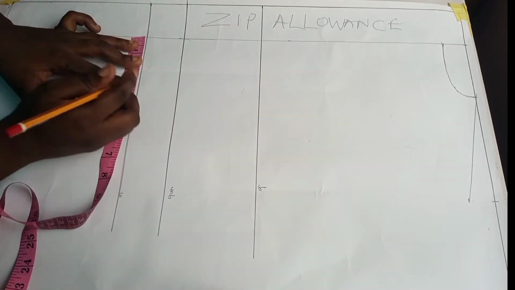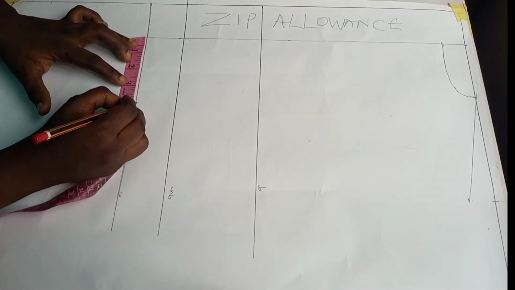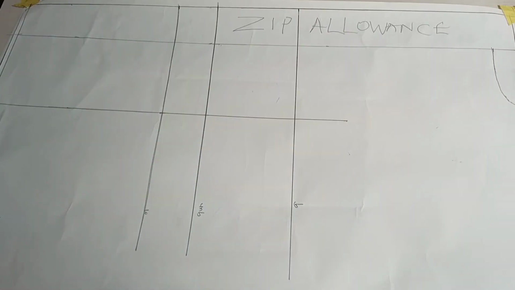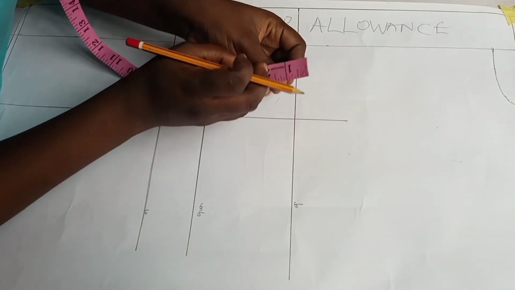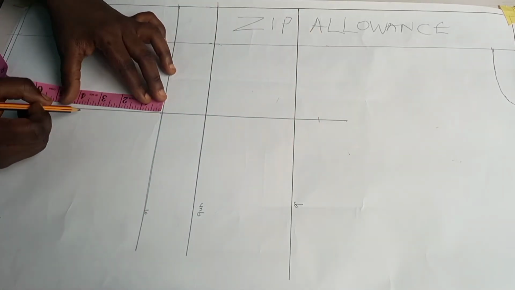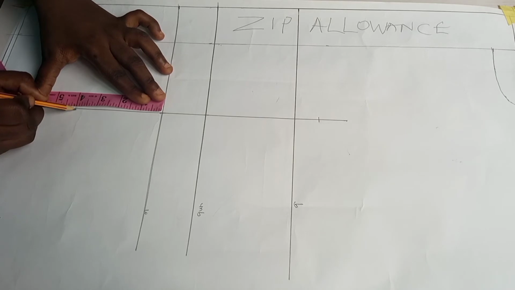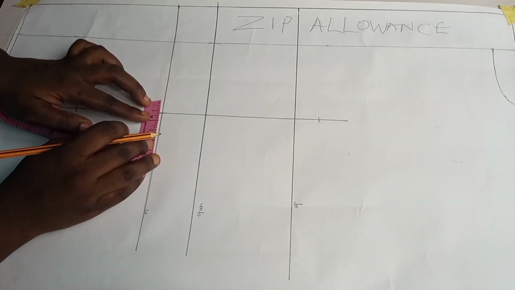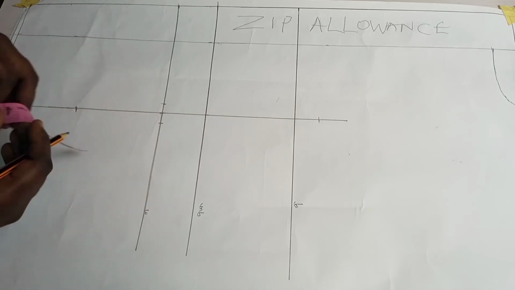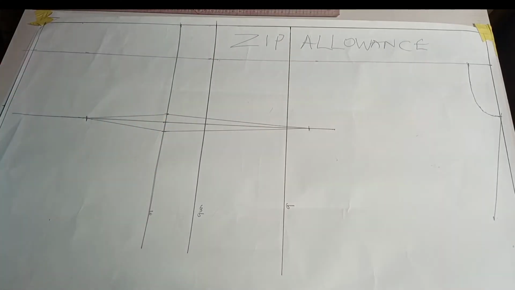Then I'll be starting my measurement just like I said from my zipper allowance. That's what I'm trying to show you. I've gotten my dart line from the waist. I ruled it out. Dart for the back starts 1 inch above the bust and stops 4 inches below the waist. That is another difference between the front and the back block. That for the back block starts 1 inch above the bust and 4 inches below the waist.